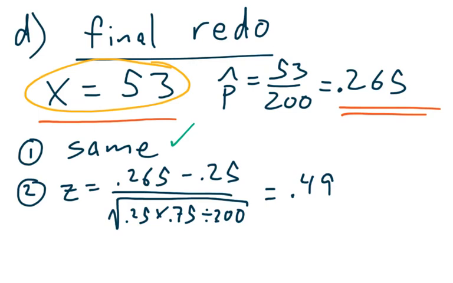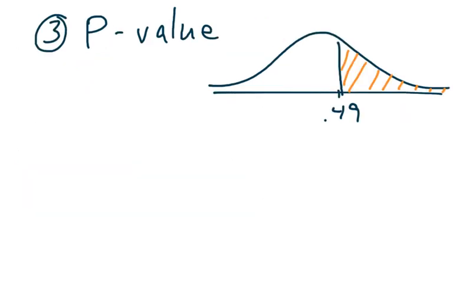Here is the work shown here: 0.265 minus 0.25, all divided by the square root of the entire thing, 0.25 times 0.75 divided by 200. And so we get out, as a result, 0.489, so we round it to 0.49. Okay. For the p-value method, the third step is to compute the p-value. So we're looking for the area to the right, because it's a right-tailed test. Our z-value is on the right side of the distribution. There's 0 right in the middle. Okay, so we're looking for this orange shaded in area here.